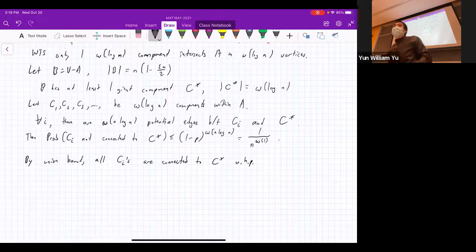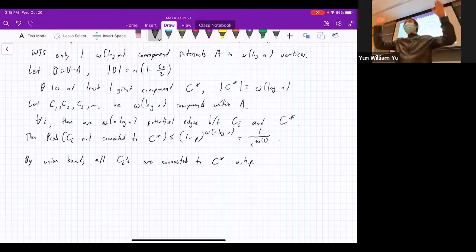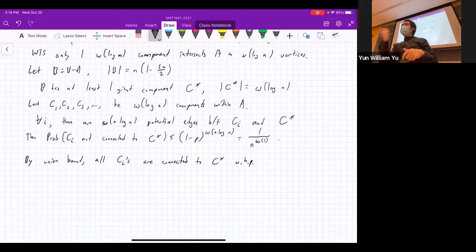This makes sense intuitively. You have this giant component, and you look at all these small components, which aren't that small, they're all omega log n, and you look at how many possible ways they can connect to our giant component. There are just too many possible places they can connect, so if you flip coins enough times, you're going to get one with high probability that it does connect. And by the union bound, all of these reasonably small, omega log n components in A have to be connected to C star.